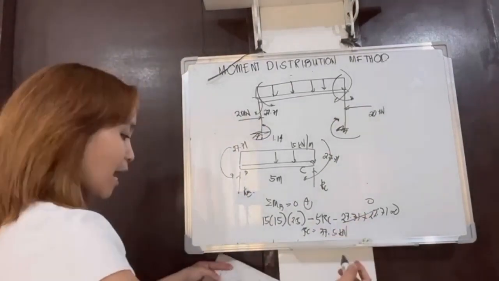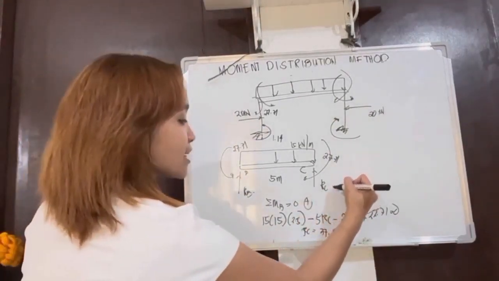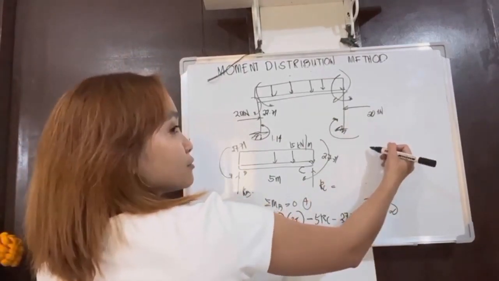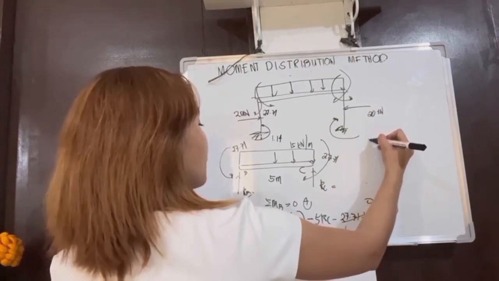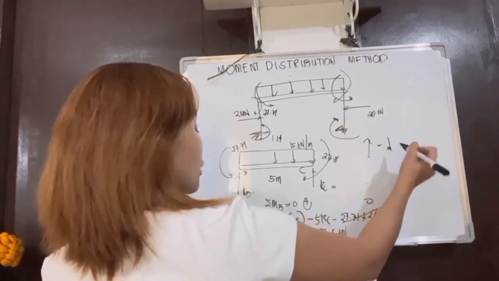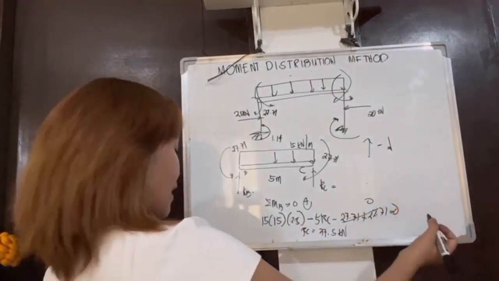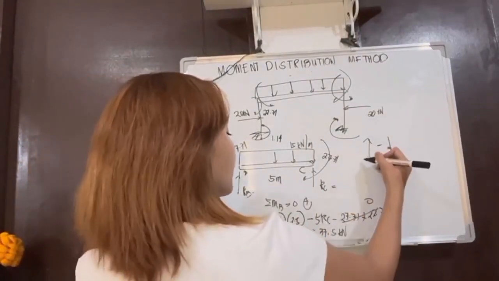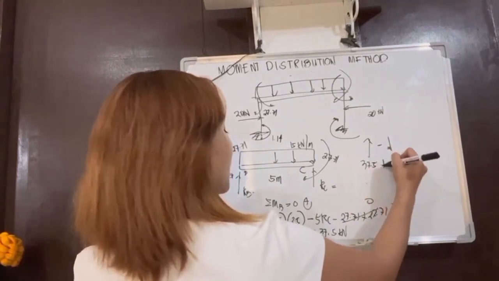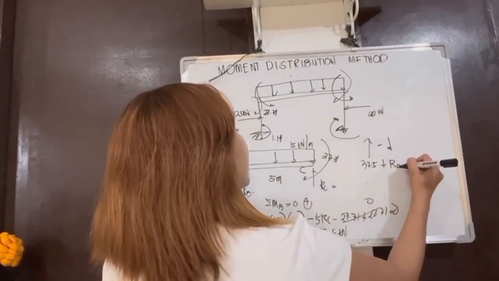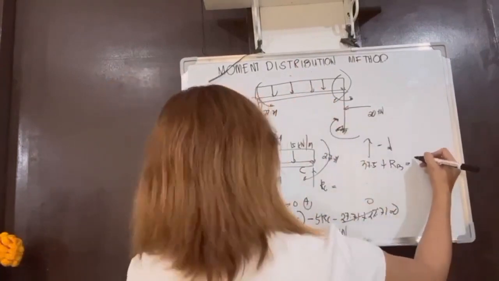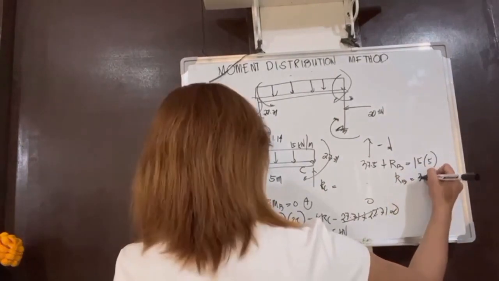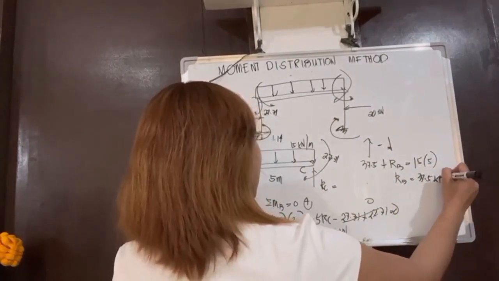Sa pagkuha na to sa RC, so sa pagkuha na to sa RB, magkuha na ta og horizontal reactions, which is gamiton natin ang summation of forces along the y-axis. So kani nga value sa RC nga 37.5 plus RB nga unknown, then ang iyang pakuan nga 15 times 5. So ang atong RB is equal to 37.5 kN.